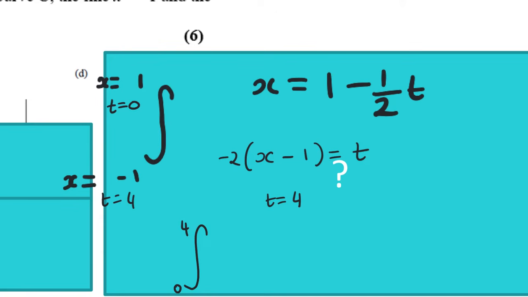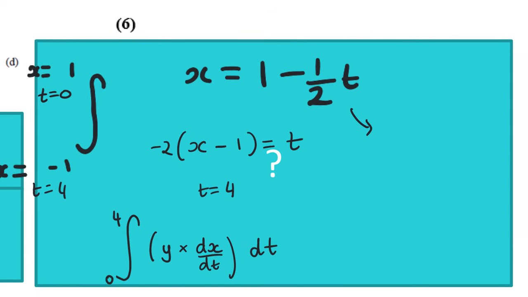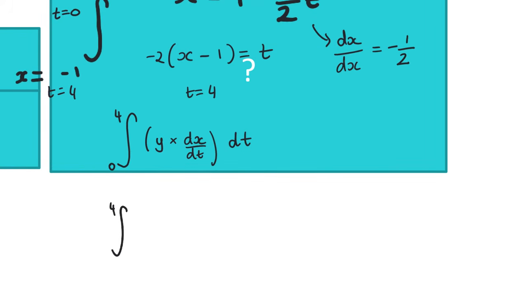Okay, now remember, I need to find out what y is and multiply this by my differential of x. Okay? And then I can integrate. So now I have x. I'm going to quickly do the differential. So dx by dt is, what's 1 differentiated? 0. What's minus a half t differentiated? Okay. So now I need to integrate between 4 and 0.